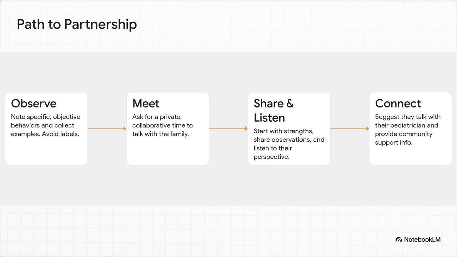When you sit down, start with the child's strengths, always. Then share your observations using that "I've noticed" language. And then, and this part is so crucial, just listen. Hear their perspective. Validate how they're feeling. This can be incredibly hard news for a parent to hear.